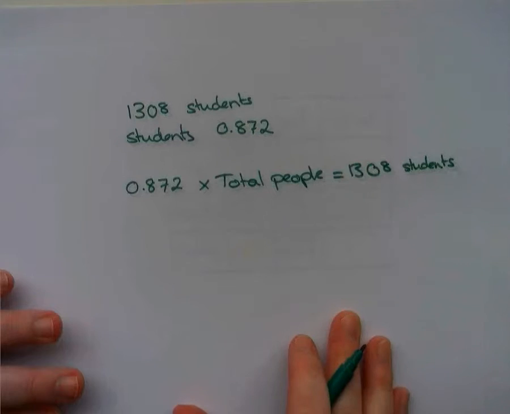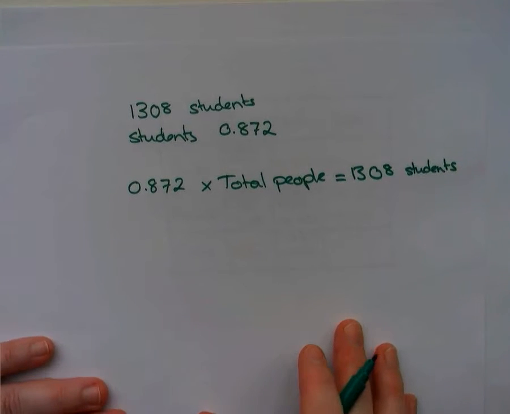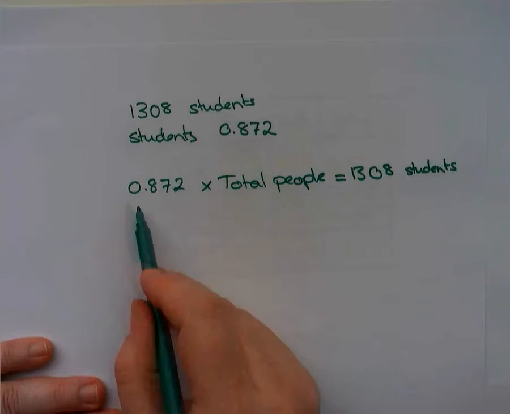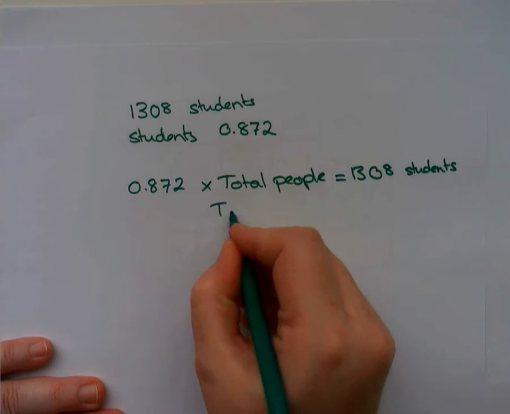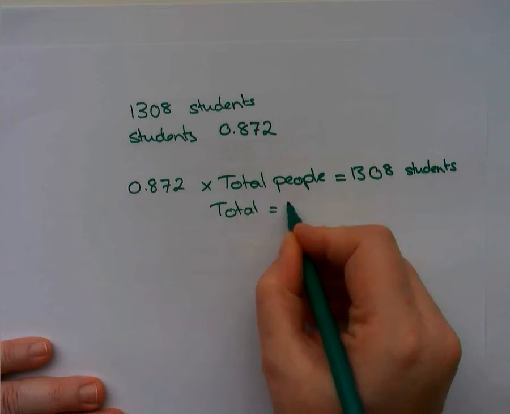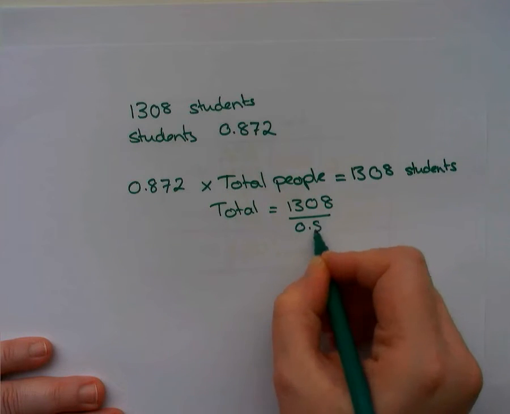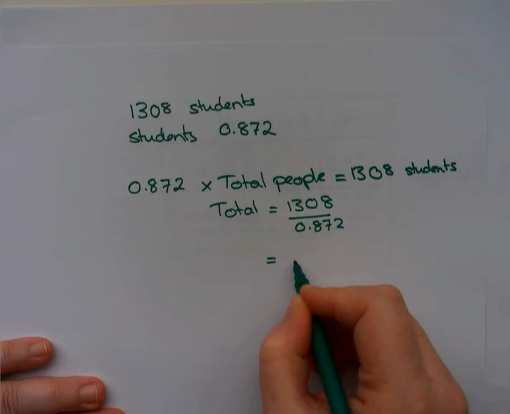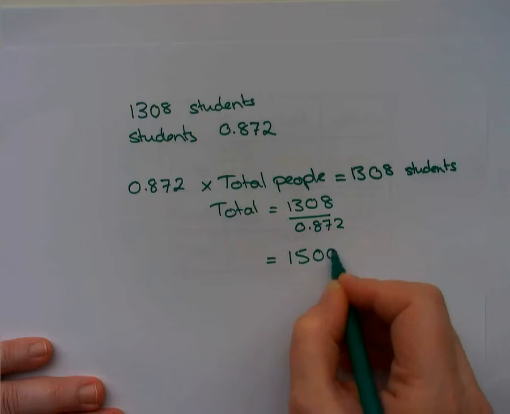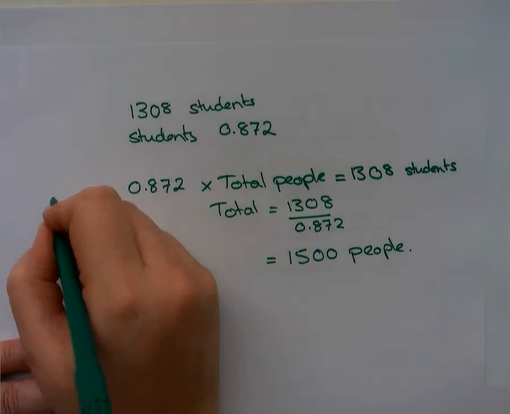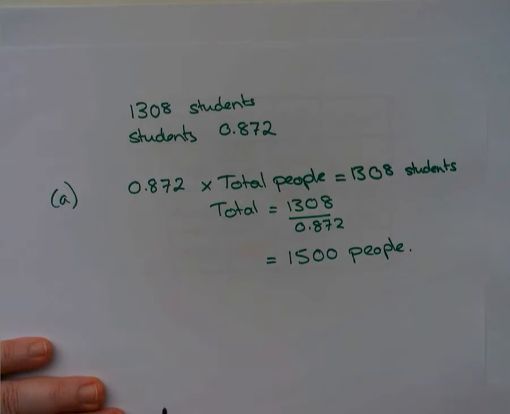Now what I want to do is find out how many people there are in total. So I'm going to rearrange this formula. Opposite of multiplying is to divide. So the total is equal to 1,308 divided by 0.872, and that's going to tell me there are 1,500 people at the school. So in total, question A, there's a total of 1,500 people at the school, including students and staff members.